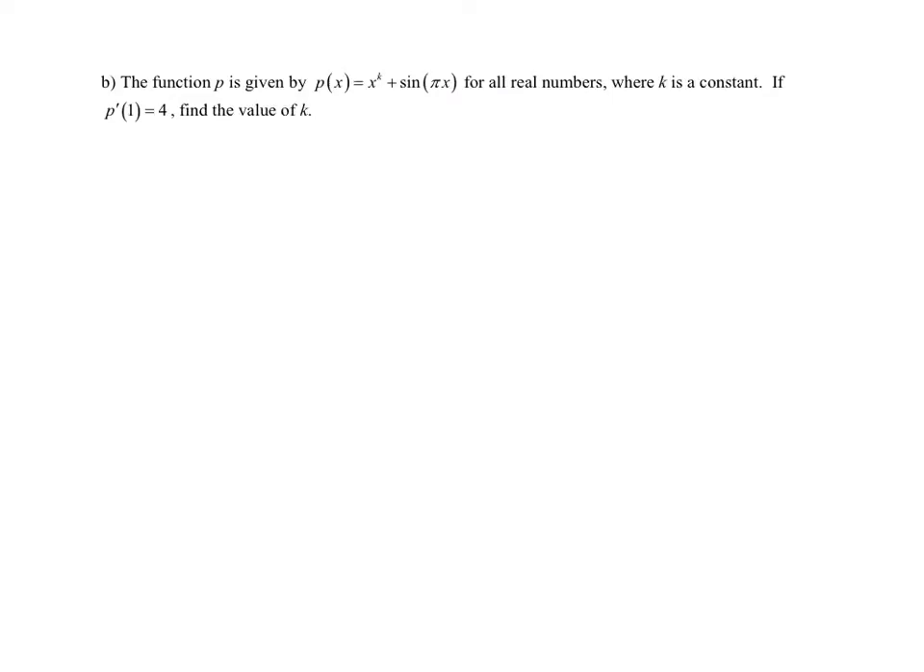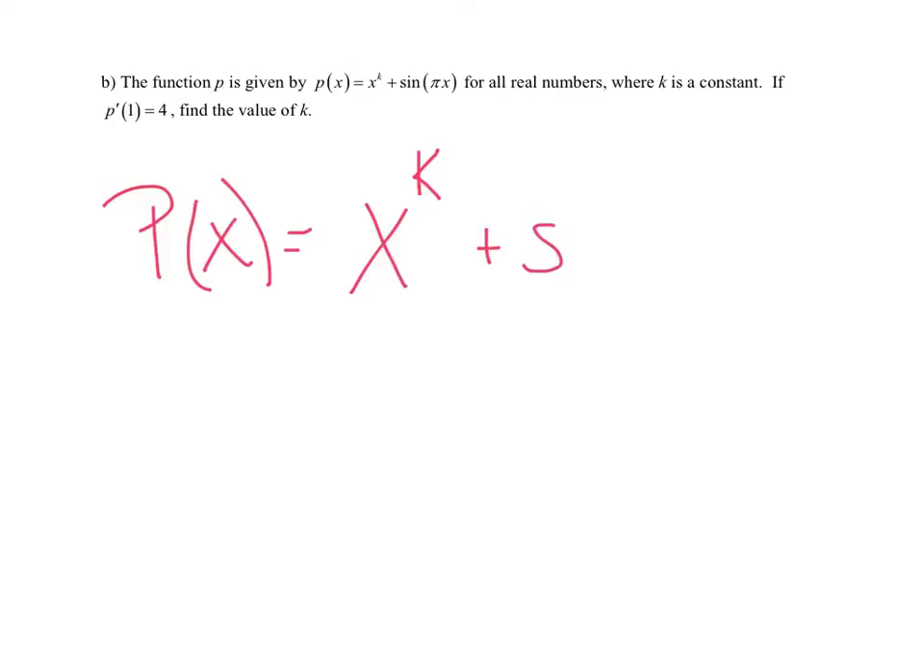B. The function p is given by p of x equals, so again I'm just going to rewrite it and say it out loud as I rewrite it, x to the k power plus the sine of pi x. So notice again I said the word of. That means I'm going to need chain rule to take that derivative. For all real numbers where k is a constant. So picture it as like a 2 or a 3. If p prime of 1 equals 4, find the value of k.